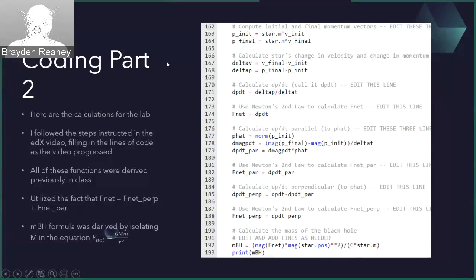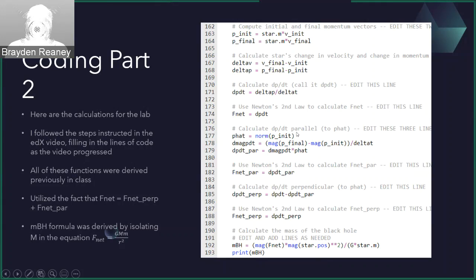Here's the second part of my coding. I followed the steps instructed in the edX video, filling in the lines of code as the video progressed. I was able to do most of it on my own, but some were a little bit tricky, especially in this part. And all of these were derived in class. Like these two up here were just the general momentum formula, which is just momentum equals mass times velocity. These are just delta V, delta P, just changes in those velocities. You take the final and subtract the initial from it. And dp/dt is just change in P over change in T, which is delta P over delta T. And we solved in class that F net is equal to dp/dt.